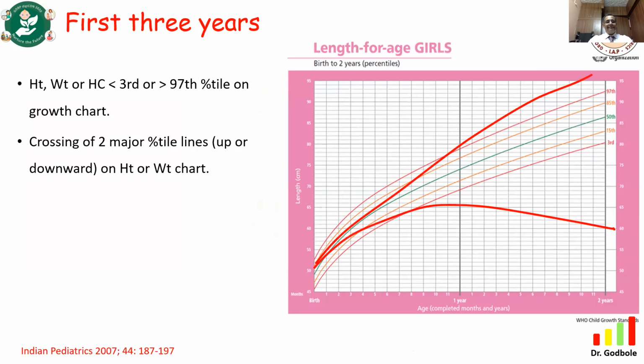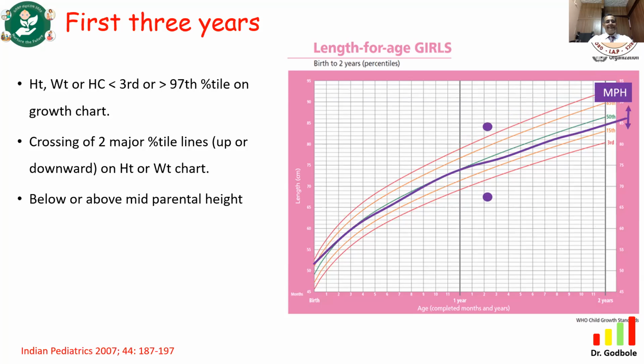Crossing two major percentile lines. For example, in this particular child, before 1 year, the child was within the limits, but after 1 year, the child is going upward or downward across both these lines; take it as an abnormality. Below or above mid-parental height. Mid-parental height is another thing which all these pediatric endocrinology teachers teach: mother's height plus father's height, average, plus 13 centimeters for boys, minus for girls. All that calculation you are all aware of. So about the mid-parental height, again below and above, we should be aware.